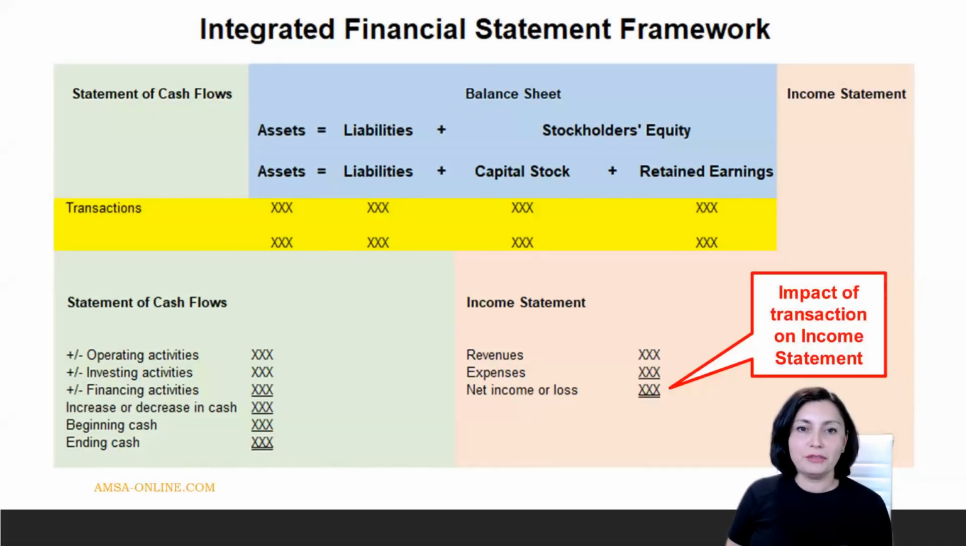The right-hand column shows the effects of transactions on the income statement. This column serves as a basis for preparing the income statement. The net income for the period will ultimately become a part of the retained earnings column for the balance sheet. Thus, the balance sheet is integrated with the income statement.